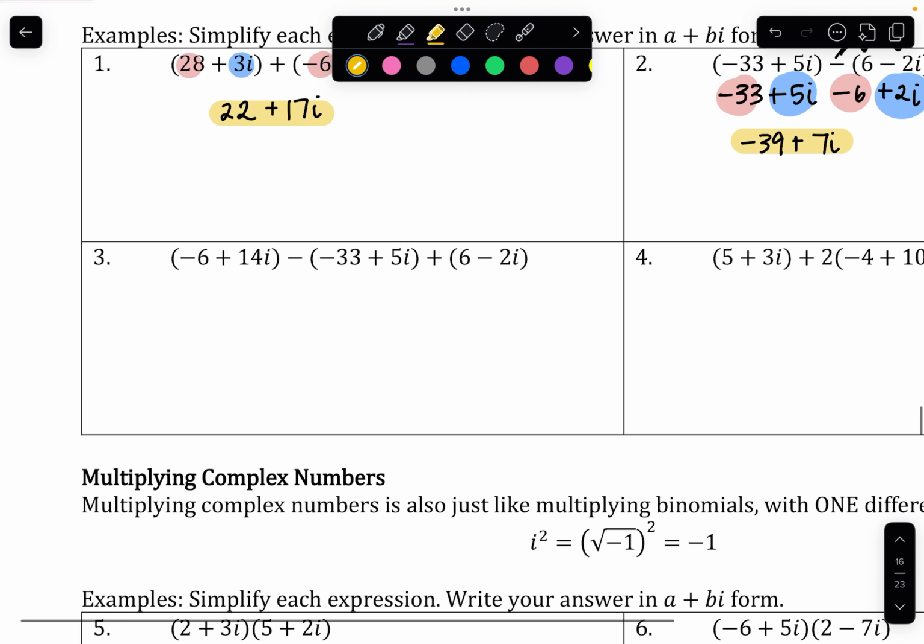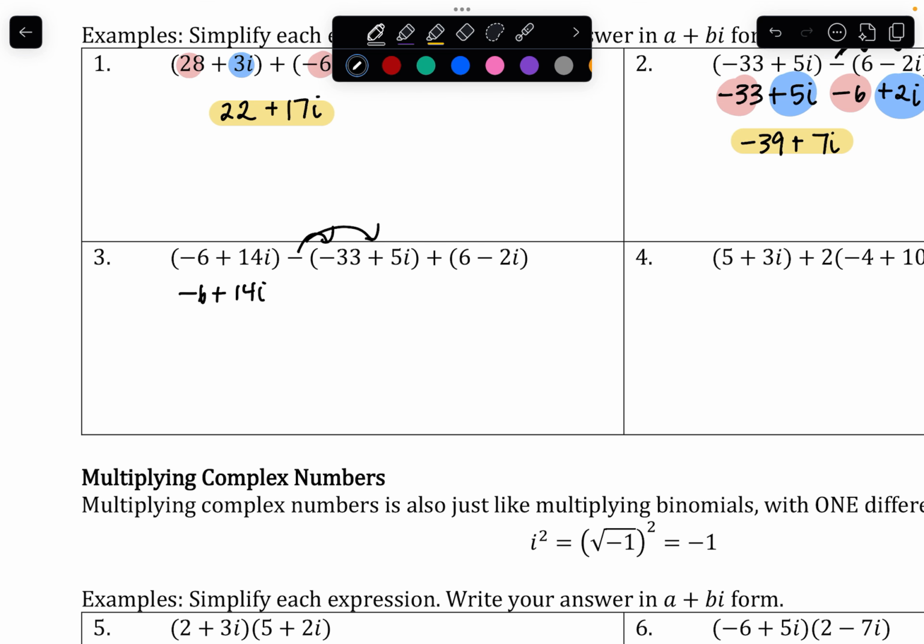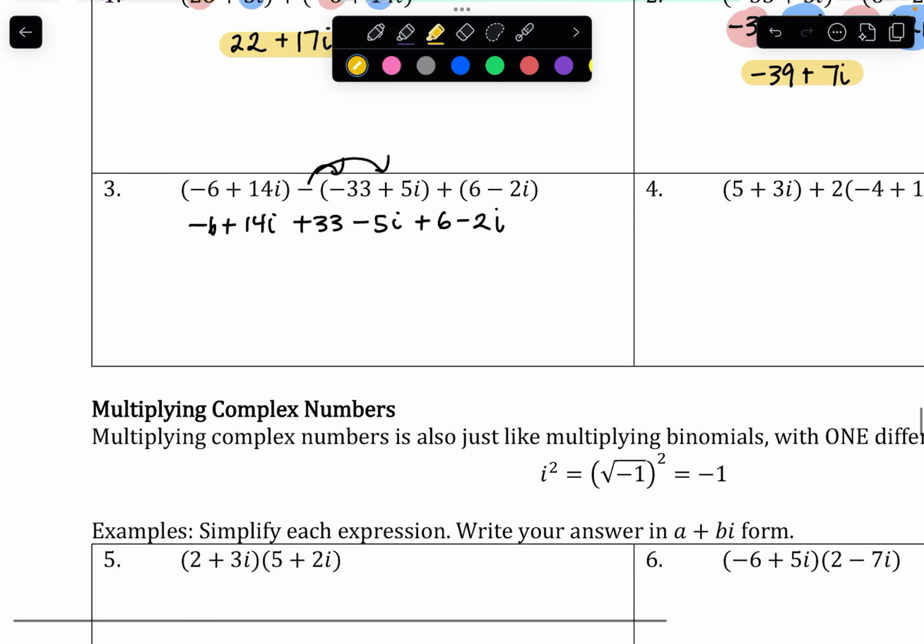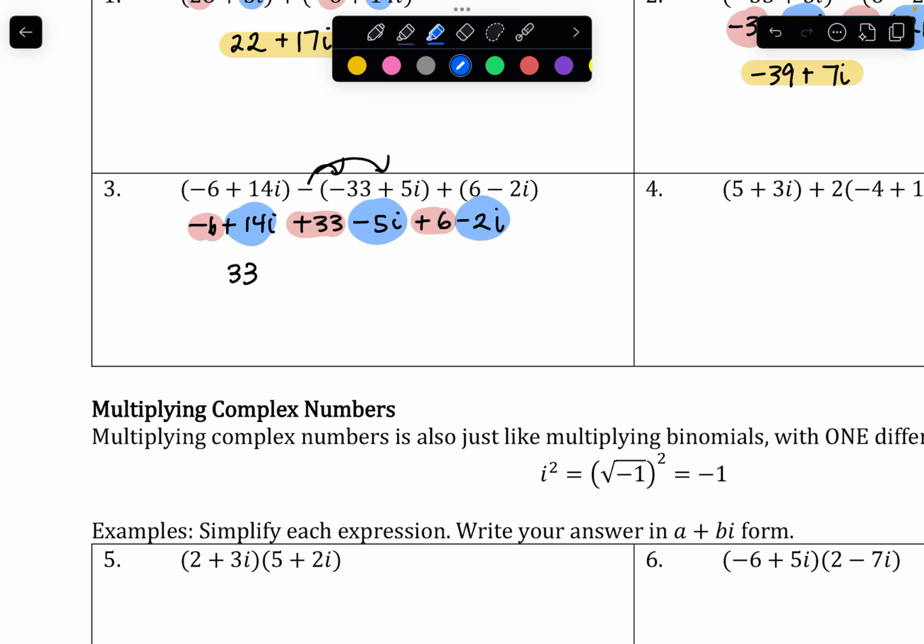Okay, here we're combining 3, but same idea. If you see a negative, go ahead and distribute it. So that gives me a negative 6 plus 14i plus 33 minus 5i. And then there's nothing to distribute on the last set. So now we're ready to combine our like terms. So the real parts are negative 6, 33, and 6, which would come out to just 33. And then the imaginary parts are 14i, negative 5i, and negative 2i. So that would be 14 minus 7, which is 7i.